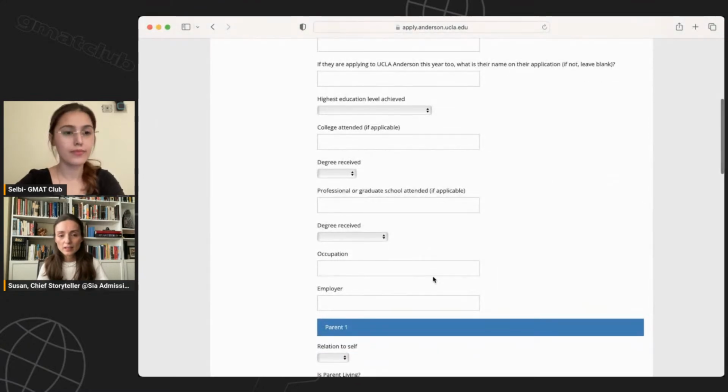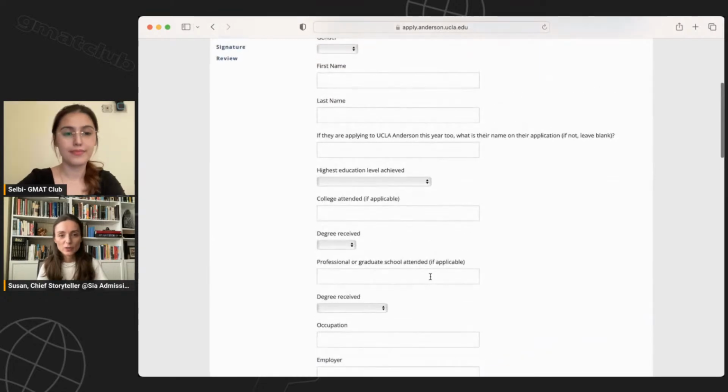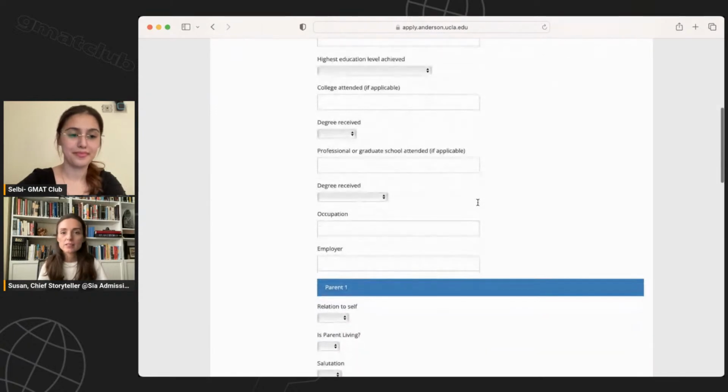They want to know a little bit more about the individual that is going to be accompanying you in one way or another, and if they are applying to the school, to UCLA, you would want to include that here. And if not, of course, just leave it blank. If applicants apply as a partner application, they will look at both candidates.